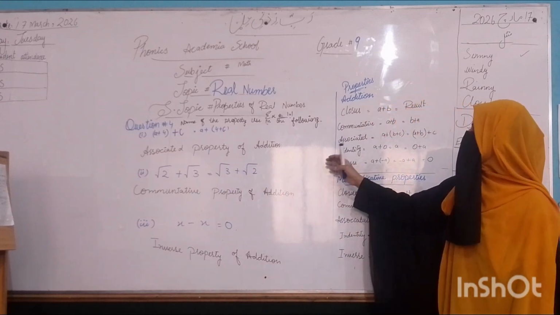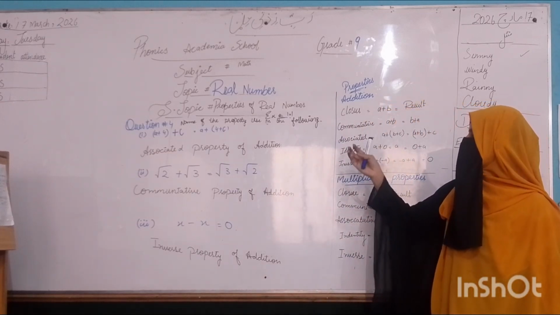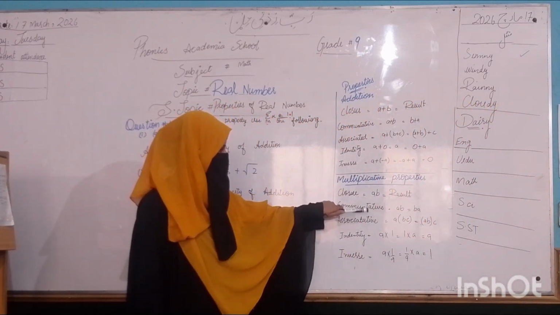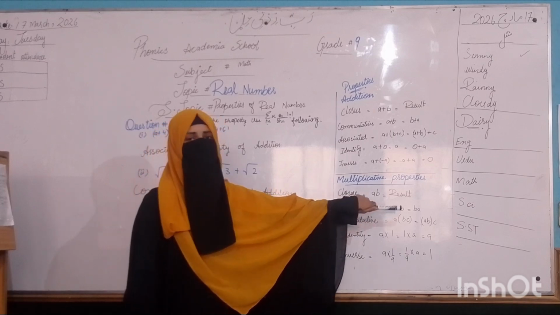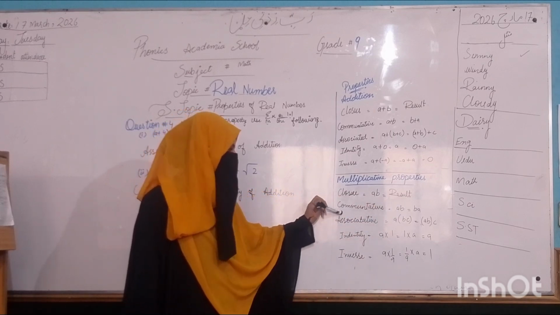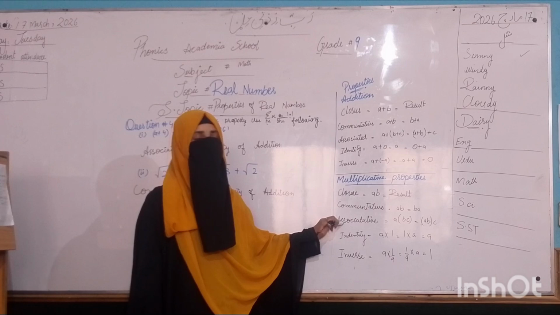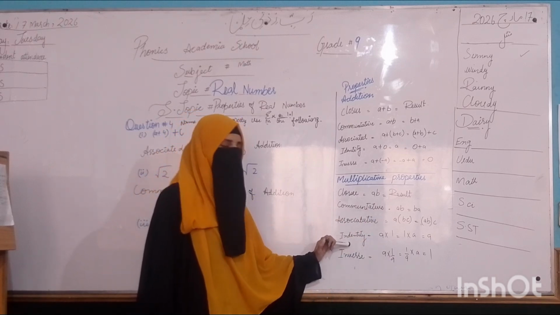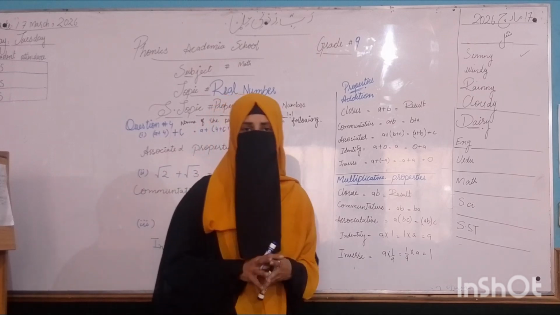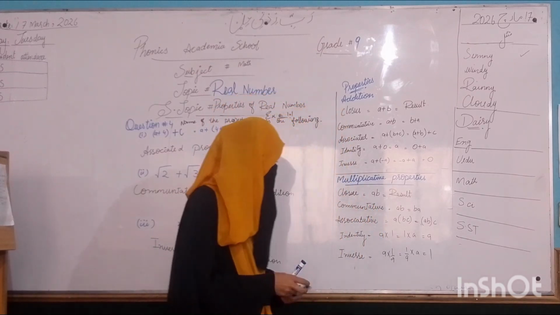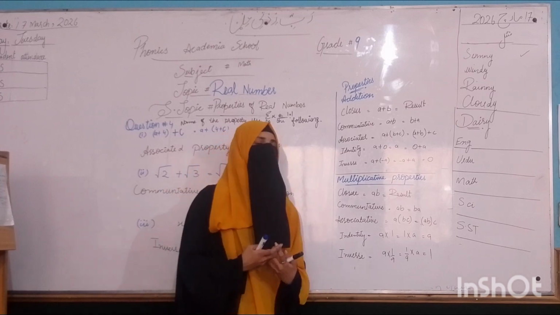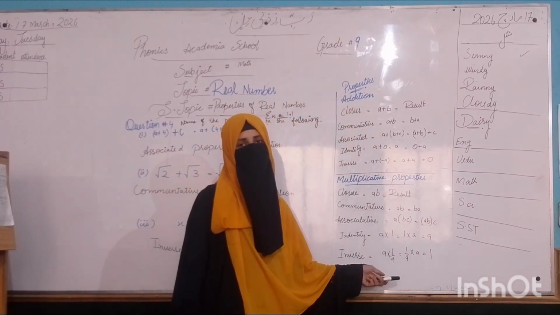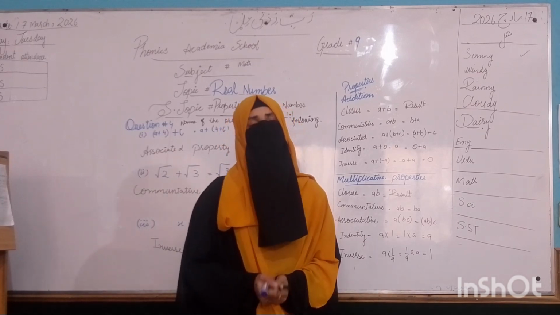So students, these are the addition properties. Let me give a short explanation of the multiplication properties. Multiplication of a and b is the closure property. a times b and b times a is called the commutative property of multiplication. Having three terms in multiplication is called the associative property of multiplication. The identity property: when a number is multiplied by 1, its answer is itself. And the inverse property: if a number a is multiplied by 1 by a, its answer is equal to 1.